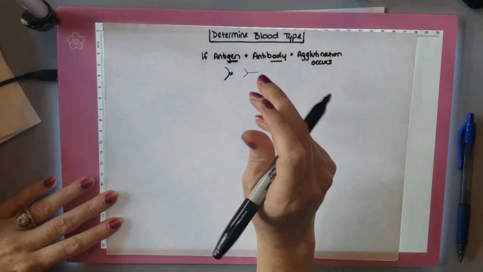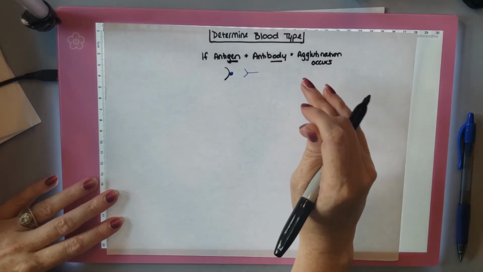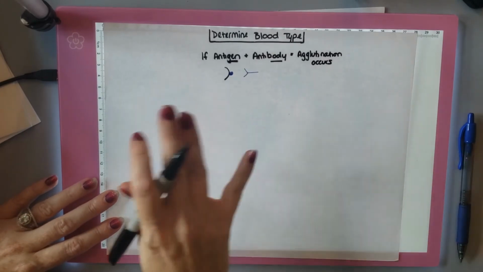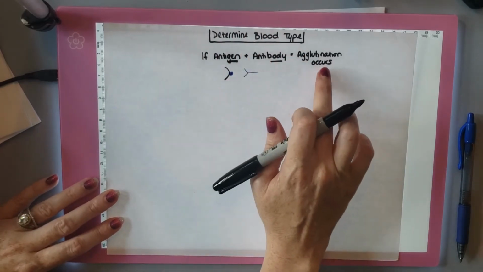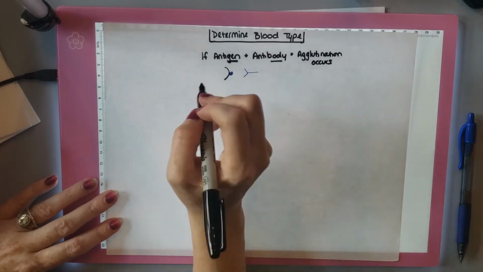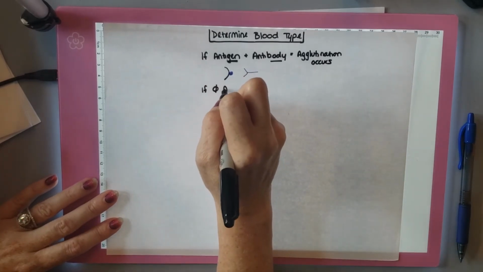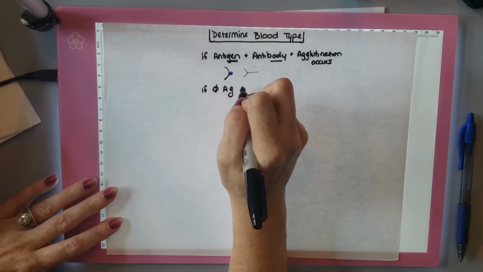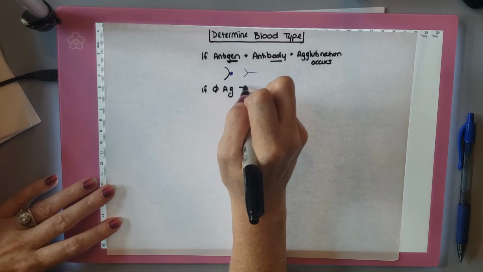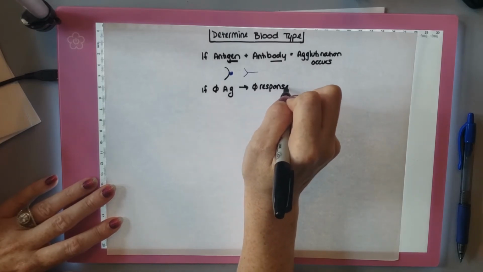What that means is, in the vial, when you look at the blood type, you're either going to see something nice and smooth or you're going to see something speckled. This would be something speckled. If there's no antigen, then there will be no response if you're adding that antibody.